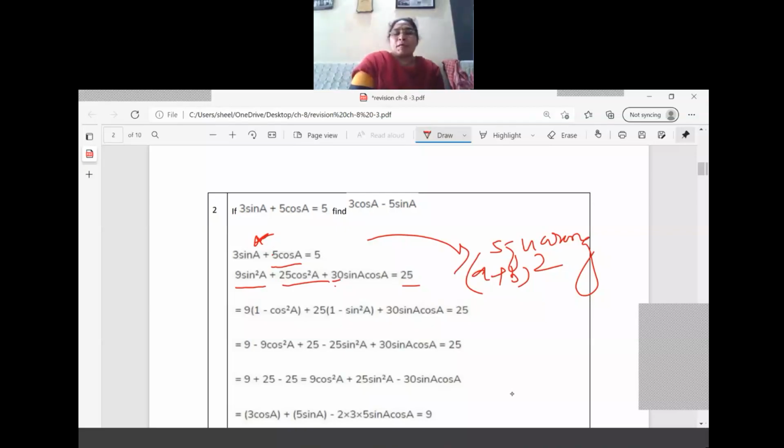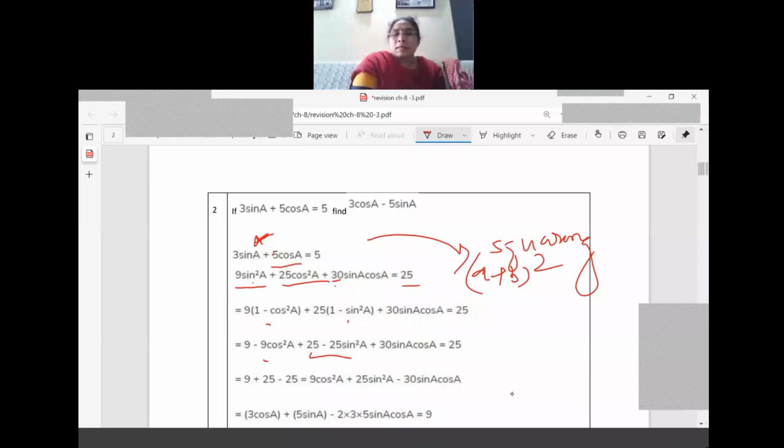Now what are we replacing? Sin square a we replace as 1 minus cos square a, and cos square a we replace as 1 minus sin square a only. So again expanding the bracket: 9 minus 9 cos square a, and 25 minus 25 sin square a, plus 30 sin a cos a only. So what can we take common? Minus 9 we can take common here, minus 9 cos square a.